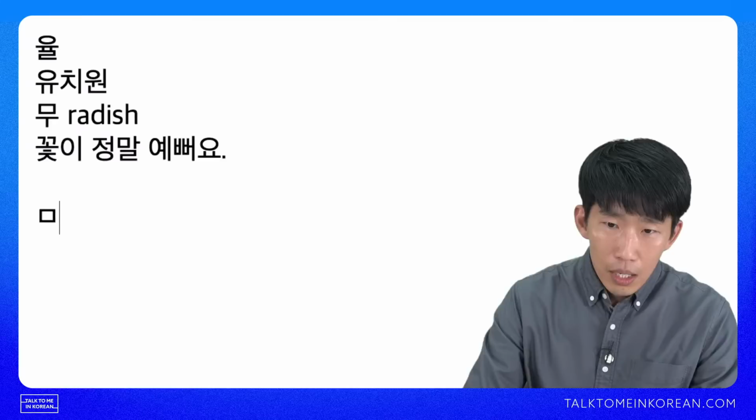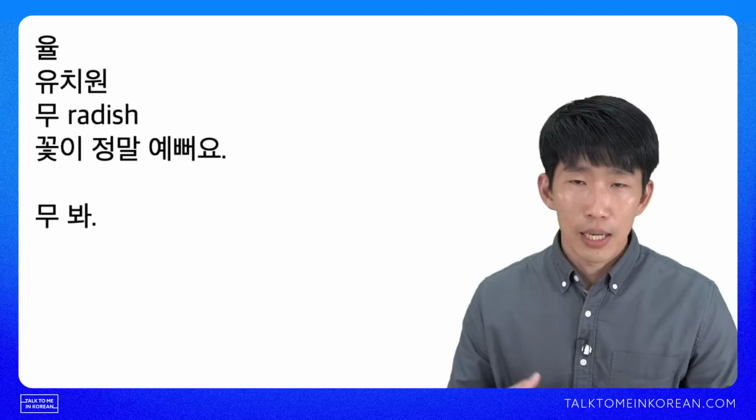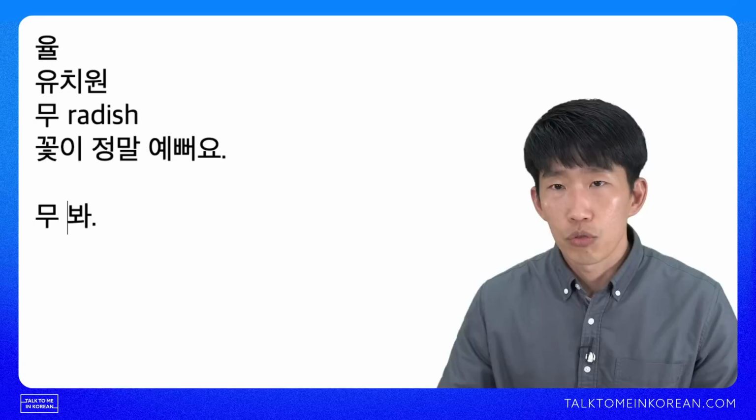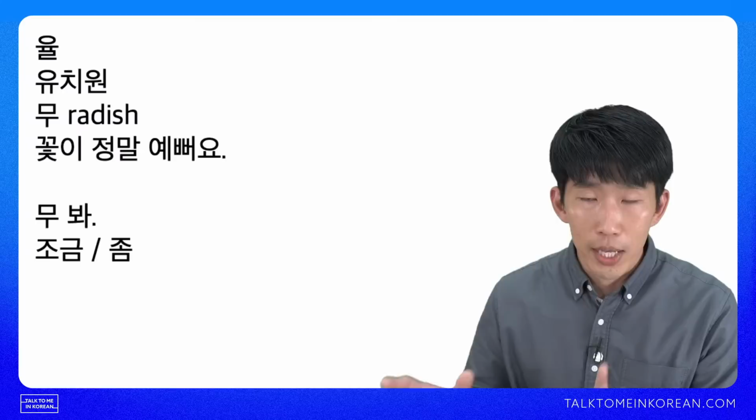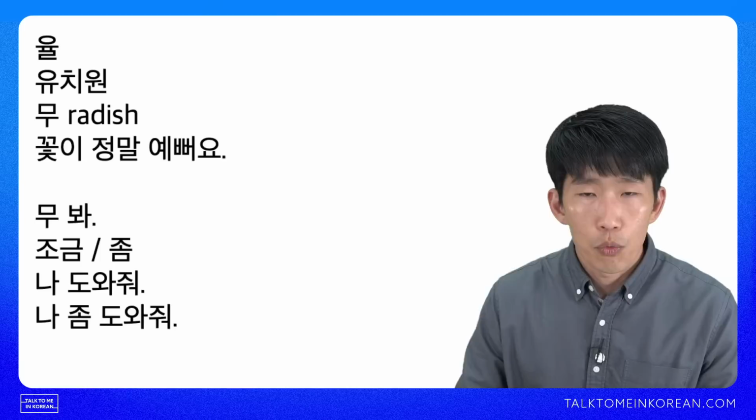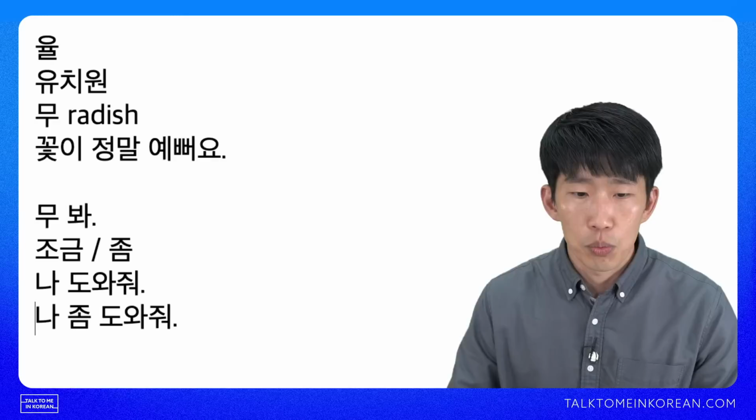무 봐 will be how to say, look at the radish, right? And when you ask somebody to do something, you can add a little word, which is 조금 or 좀. 이거 도와줘. 나 도와줘. Help me. In casual language, 나 도와줘. Or you can say 나 좀 도와줘. 좀 originally means a little, a bit, but it's a very good softener of requests. 나 좀 도와줘.